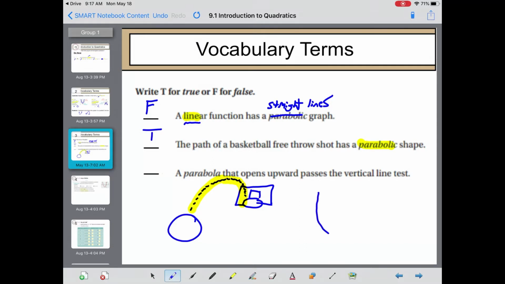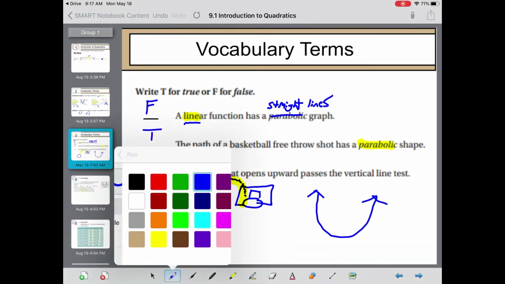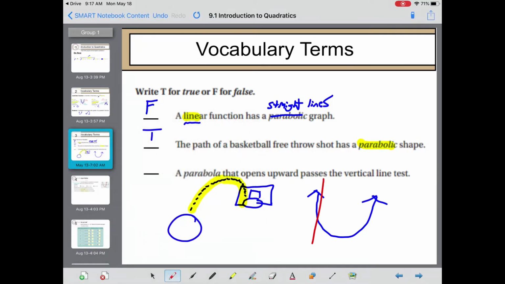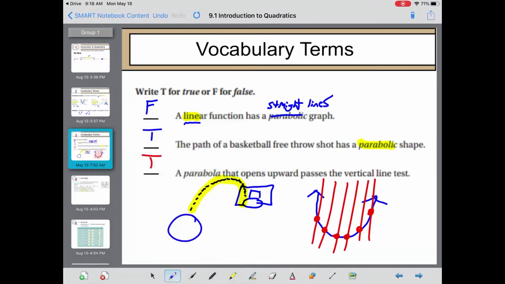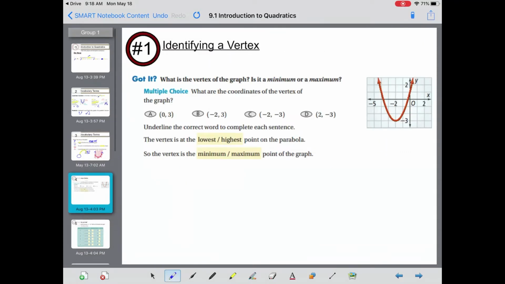And a parabola that opens upward passes the vertical line test. Well, the vertical line test was something we used to determine if a graph is a function. So if you have a parabola that opens upward and I draw vertical lines, all of those vertical lines only touch the parabola one time each. So yeah, that's true. It passes the vertical line test. It is a function.